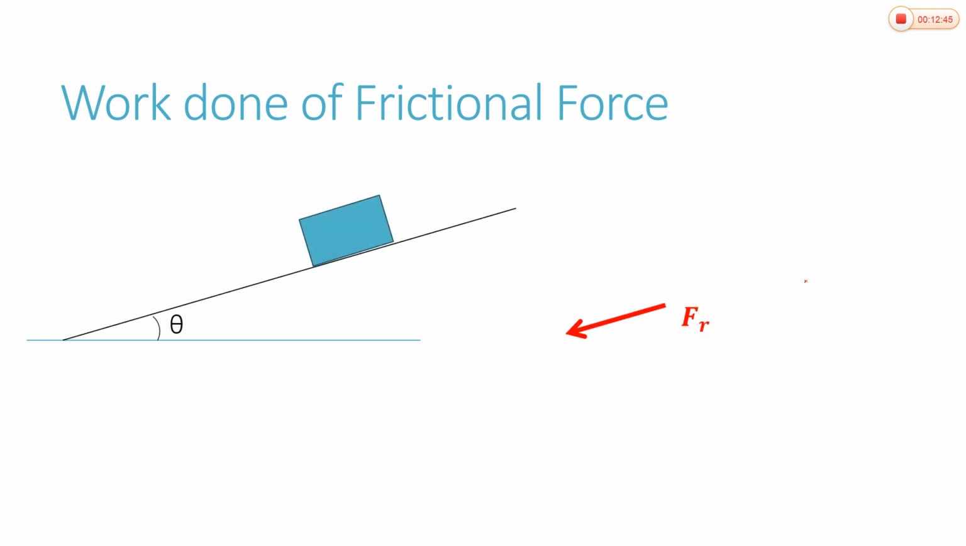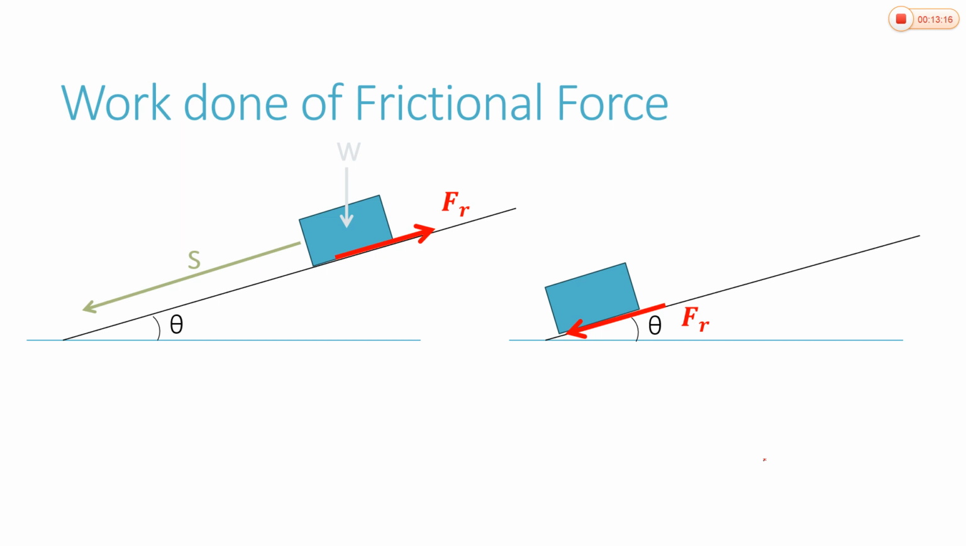Suppose we have one block which is resting on an inclined plane, and this block has weight W, and this block is going to displace in the downward direction. What about the friction force? It is acting opposite to the displacement, acting tangent to the contact surface, so the friction force acts opposite, so the work done is negative. And how do we calculate that work done? Fr into S.